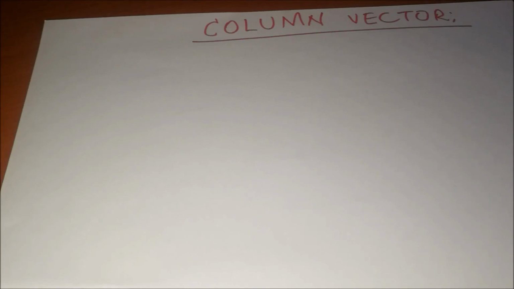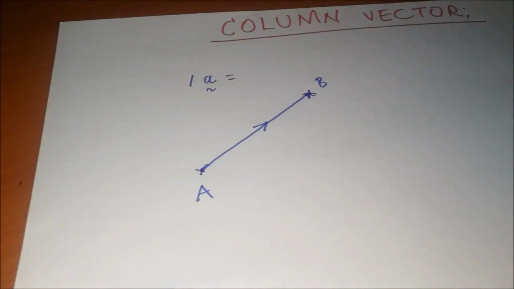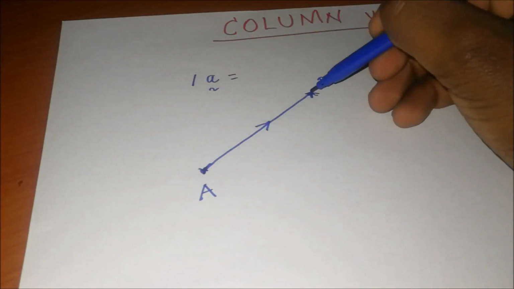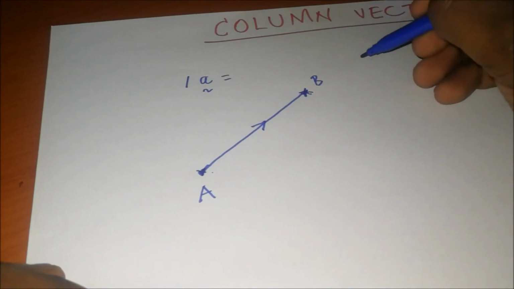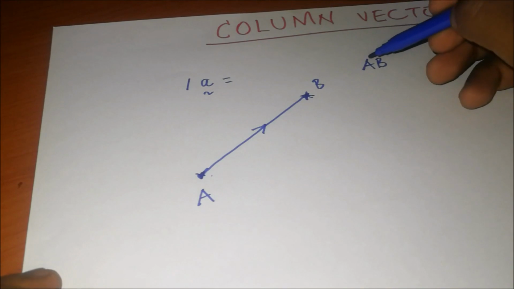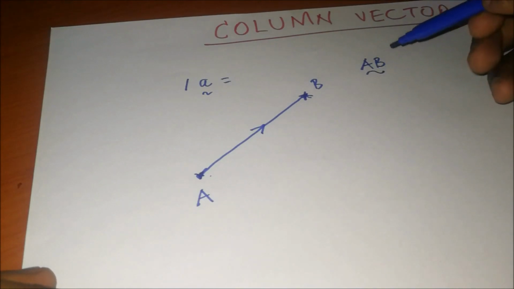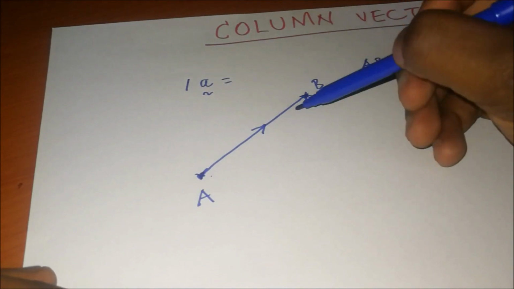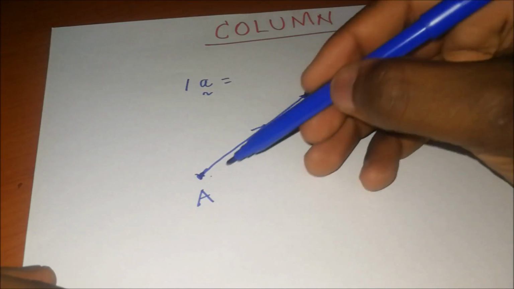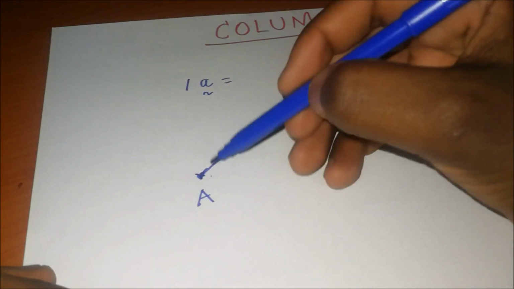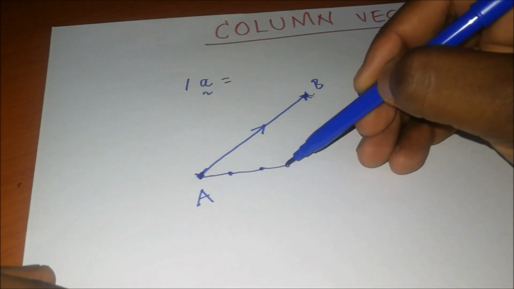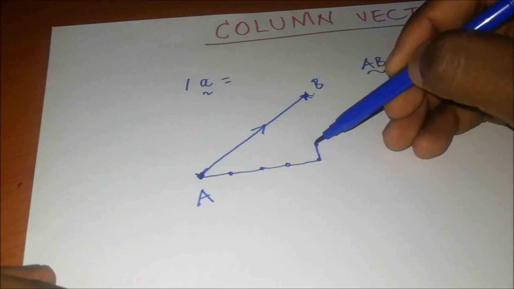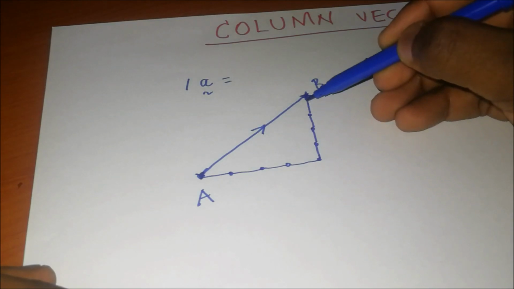A column vector is just a way of presenting vectors using Cartesian coordinates. Let's think about it this way. If we have a point A and a point B, we have a line segment AB. To represent this as a column vector, we look at how this has shifted from this point to that point. From here, let's say this is 1 step, 2 steps, 3 steps, 4 steps, then 1 step, 2 steps, 3 steps, 4 steps.